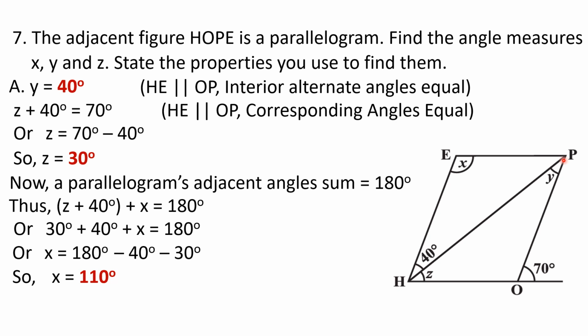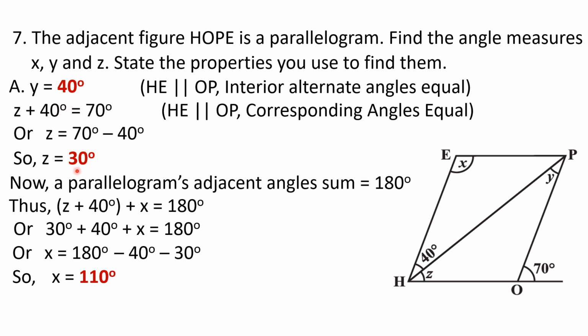And in a parallelogram, the opposite sides are parallel to each other. So if these two lines are parallel and HO is taken as transversal, then 70 degrees is equal to Z plus 40 degrees. Corresponding angles are equal. So Z plus 40 equals 70, Z is equal to 70 minus 40. So Z is equal to 30 degrees.